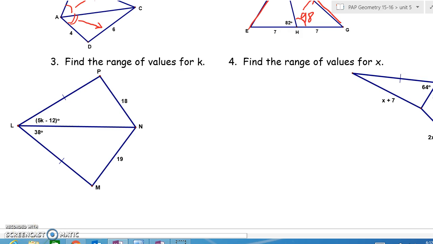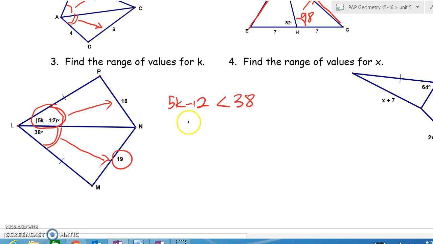I'm only going to have time to answer one of these questions, but let's compare this angle to this angle. Same thing. Look at the side opposite. Look at the side opposite. Clearly this 19 is bigger than 18. So that means that this angle right here is smaller, so 5k minus 12 must be less than the 38 degrees. And then we're just going to solve that, and that's not too bad. We can just do 5k less than, add 12 to both sides, less than 50. So k is going to be less than 10.